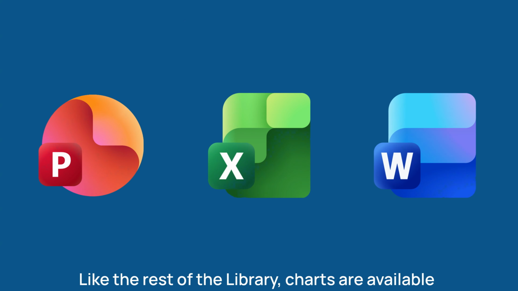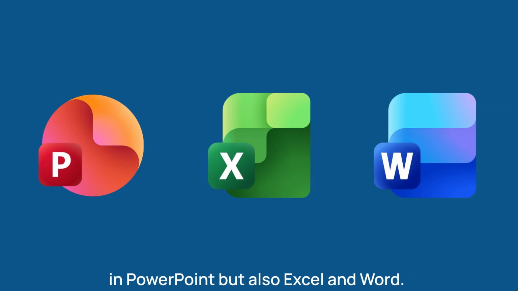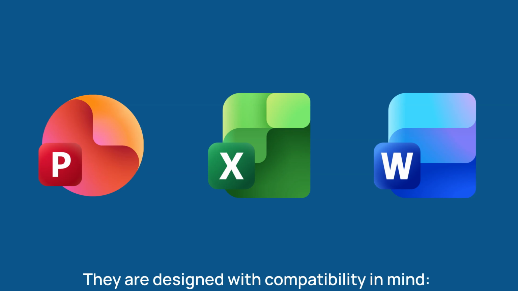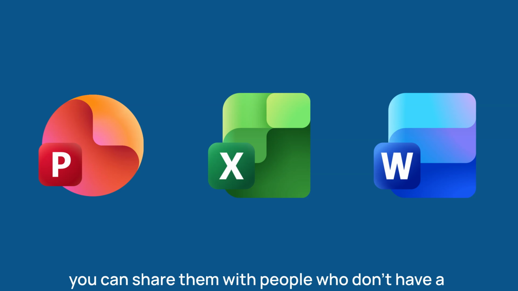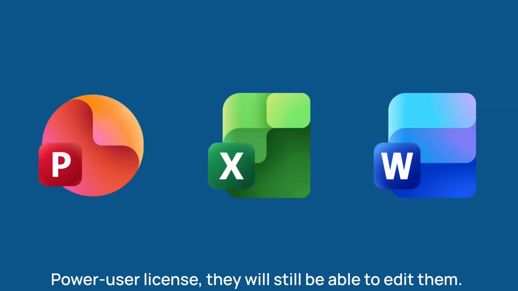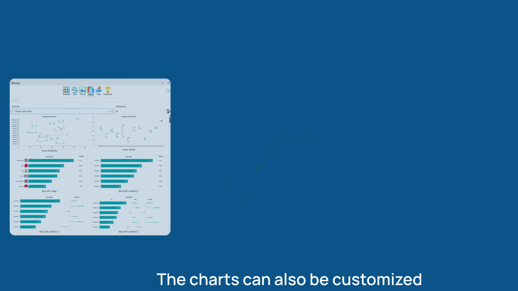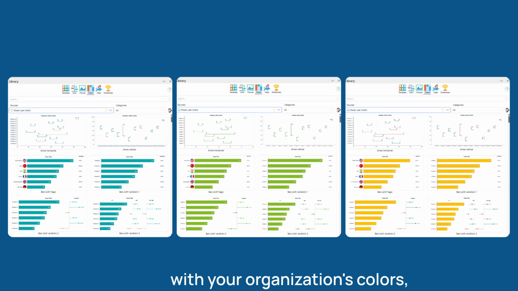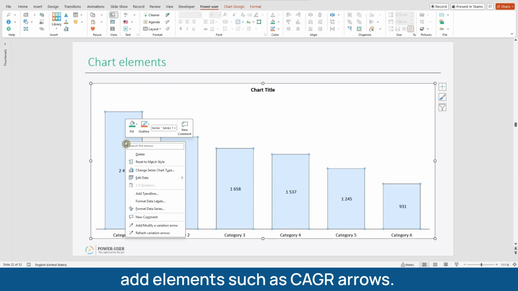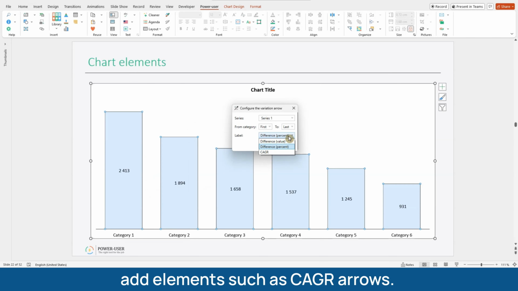Like the rest of the library, charts are available in PowerPoint, but also Excel and Word. They are designed with compatibility in mind. You can share them with people who don't have a Power User license. They will still be able to edit them. The charts can also be customized with your organization's colors, fonts, and other branding guidelines. You can also right-click a chart to add elements such as CAGR arrows.